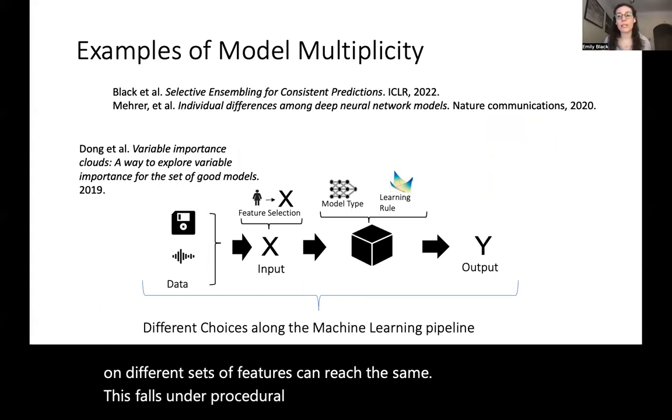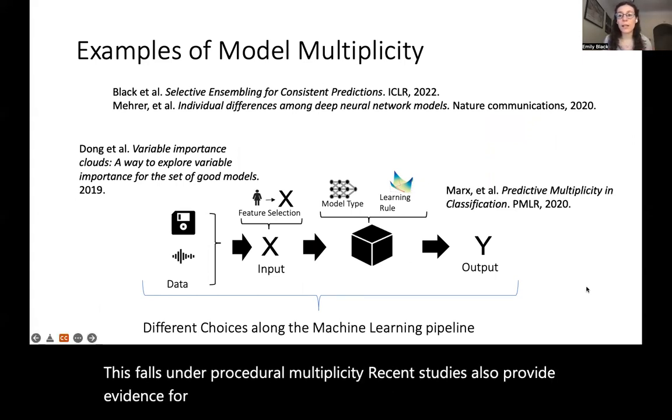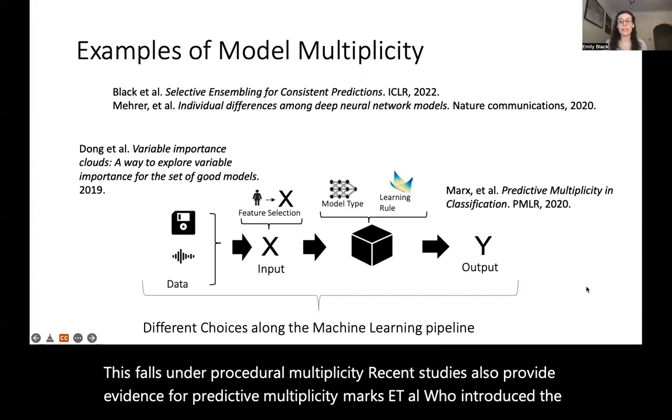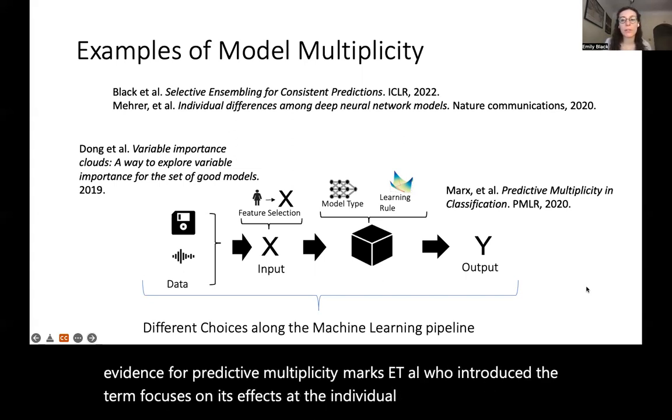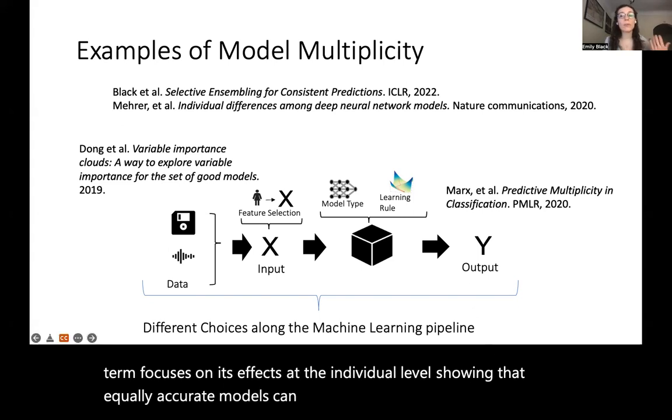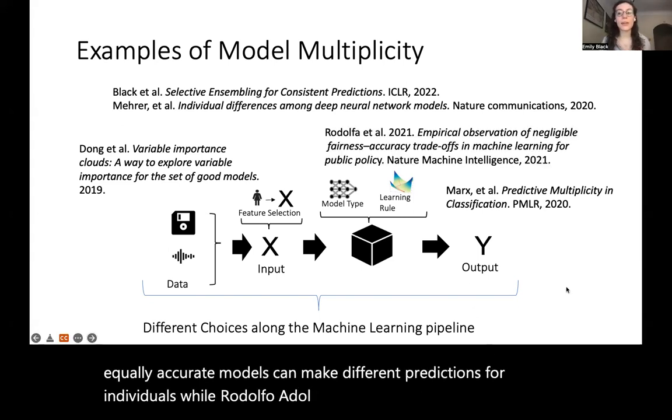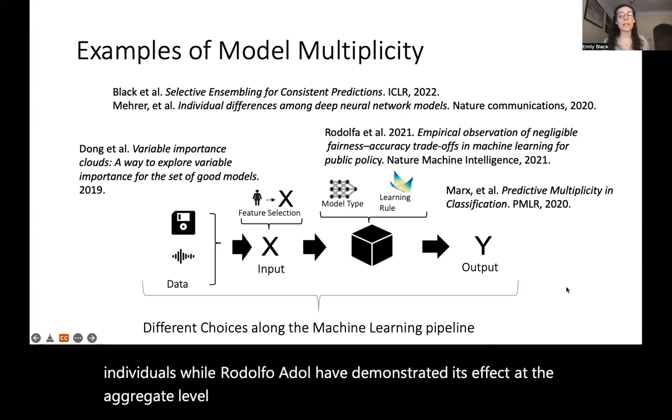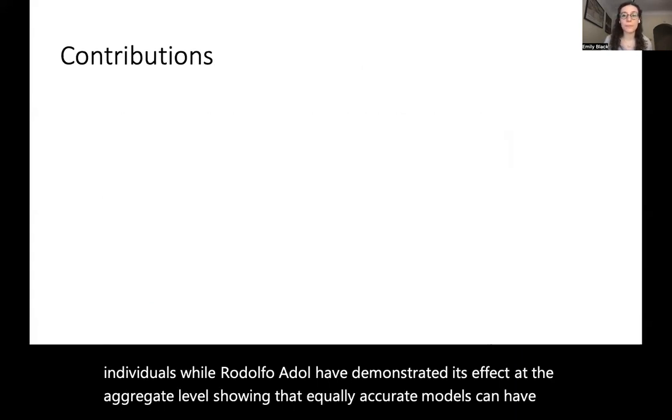Recent studies also provide evidence for predictive multiplicity. Marx et al., who introduced the term, focus on its effects at the individual level, showing that equally accurate models can make different predictions for individuals, while Rodolfa et al. have demonstrated its effects at the aggregate level, showing that equally accurate models can have different group fairness properties.